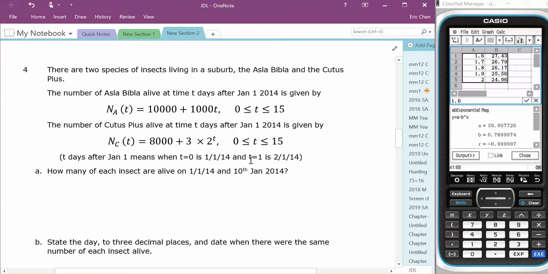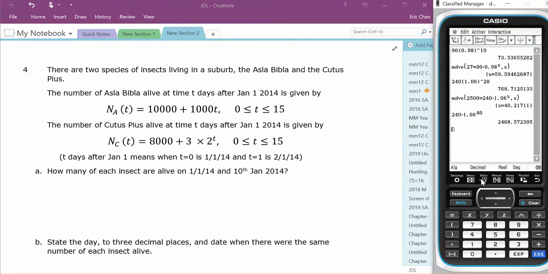Okay, so you gotta think about this carefully. If the 1st of January is 0 and 2nd of January is 1, then the 10th, okay, so how many insects are alive on the 1st of January? So on the 1st of January, you're just subbing in t equals 0. So this is the initial, so you've got to read the question really carefully. 1st of January means the initial amount. So find the initial amount by subbing in t equals 0. So initial means t equals 0.